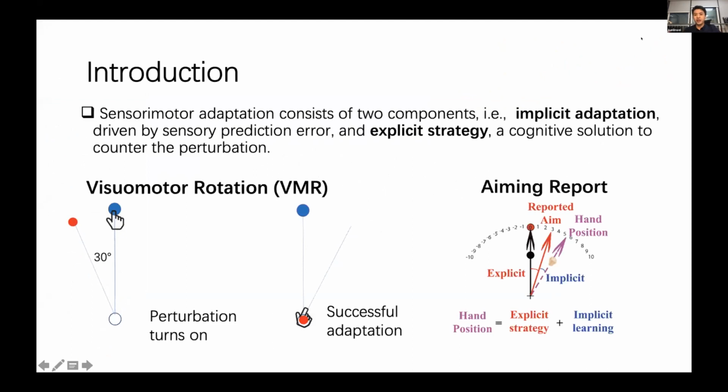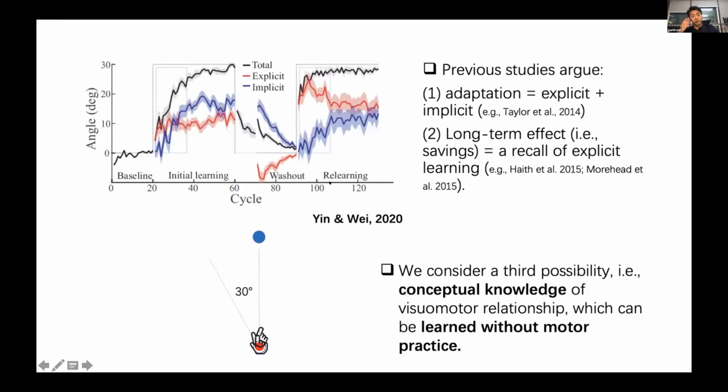Explicit strategy, you can measure by using the aiming report paradigm. Just before you're reaching, you ask people where they are going, and that's the red cursor on the right graph, and your actual hand position deviates more if you successfully adapt to visuomotor rotation. Then we can decompose the total learning into two parts. One is the explicit strategy part, and one is the implicit part, which is unconscious and more sensory prediction error driven.